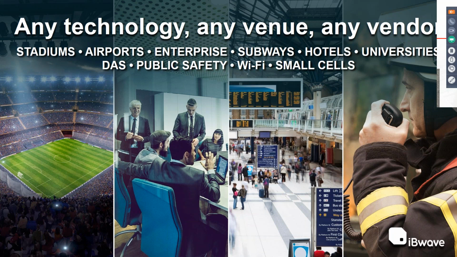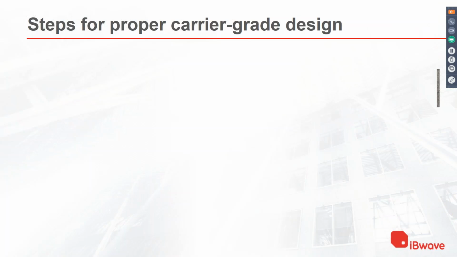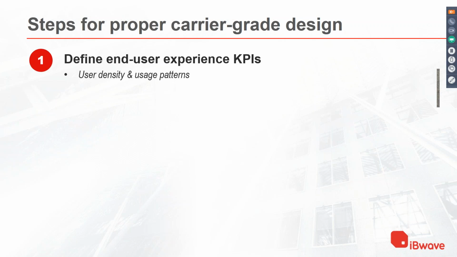So now what I'd like to do is talk a little bit about best practices from a carrier grade design standpoint. If we look at the process standpoint on the three key elements that I mentioned before, now I want to talk about the process phase, looking at the design. What are the key steps that are needed to ensure that you've got a good carrier grade design? The first one is to understand what the end user experience needs to be, and from there, define what the KPIs are going to be.